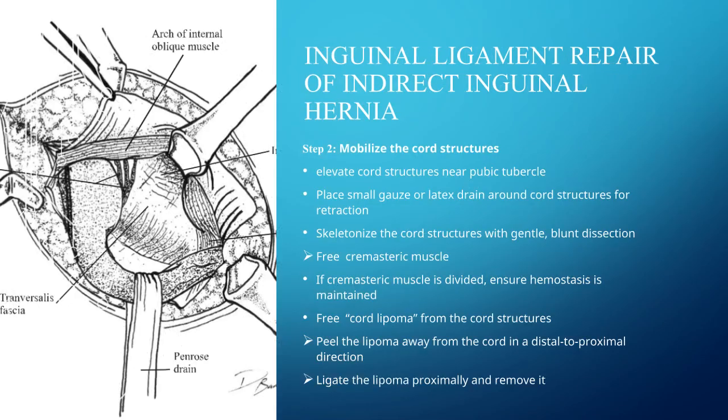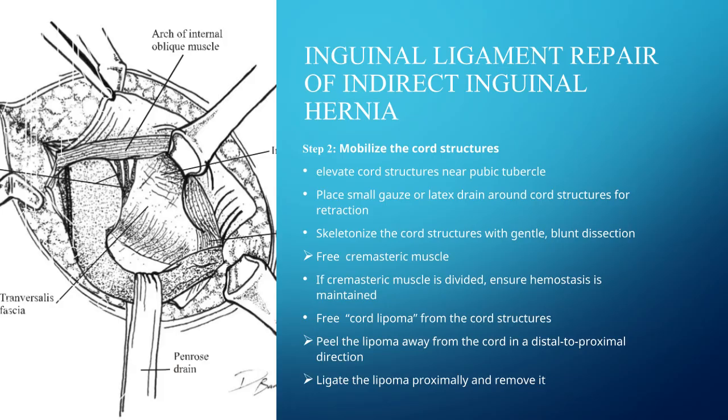Step 2. Mobilize the cord structures. The easiest place to begin mobilizing the spermatic cord is near the pubic tubercle. Place a small piece of gauze or a latex drain, like a glove drain, around the cord structures for gentle retraction. This provides excellent control. Using gentle, blunt dissection, free the cord from the surrounding tissues. You will encounter the cremasteric muscle. This muscle layer should be opened longitudinally or divided to fully expose the cord. If you divide it, ensure you achieve hemostasis as it can be quite vascular.